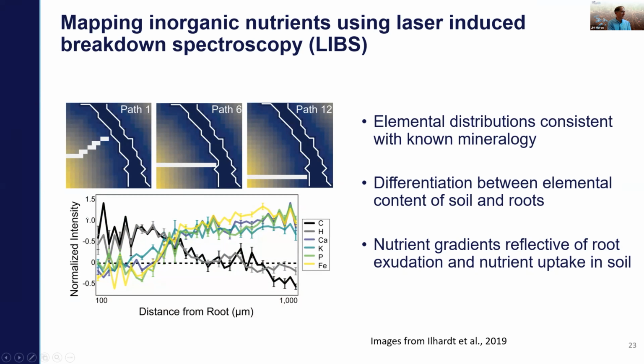On the other hand, as you progress away from the root, you're seeing a decrease in the amount of carbon and hydrogen. Now, this is very similar with the trends we saw before, where you're seeing root exudation, where there's more root exudates up near the root, and that concentration decreases the further away you get from that root edge.